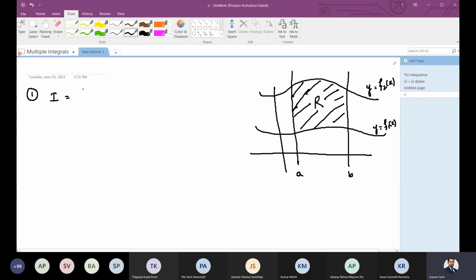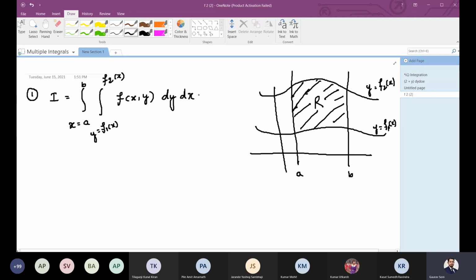Anyone, how do you take the limits? X will be running from a to b. Y will be going from f1 of x to f2 of x, whatever the integrand is, f of x comma y. What will be the order? dy dx. dy then dx.